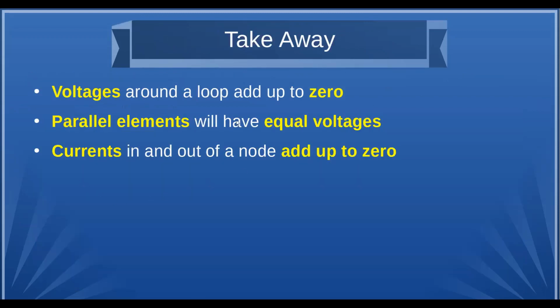Okay, so the voltages around the loop add up to zero. Parallel elements have equal voltages. I should have put in there, series elements will have equal currents, and the currents in and out of a node add up to zero. Need to fix that chart.